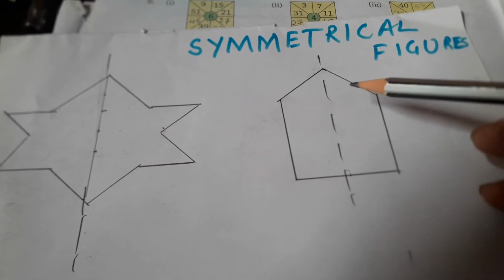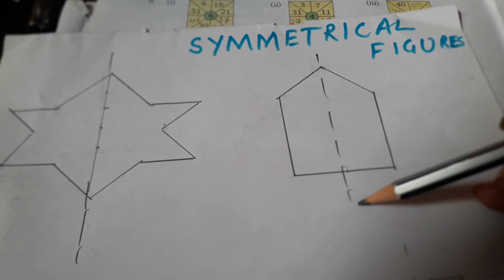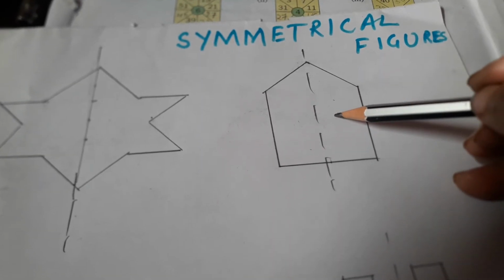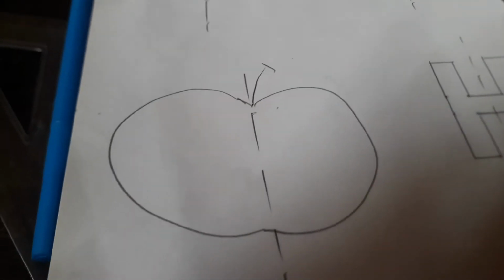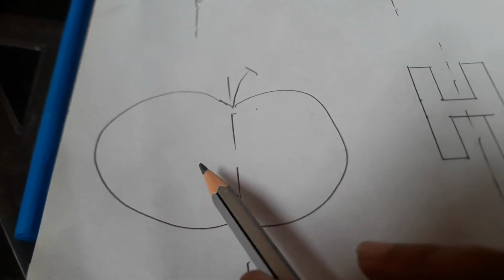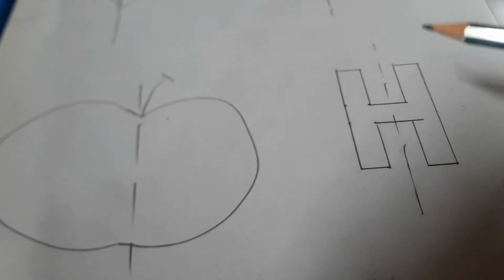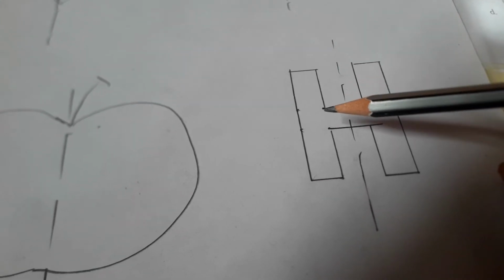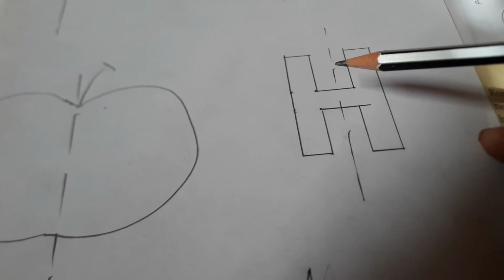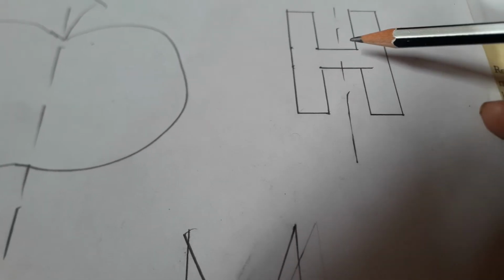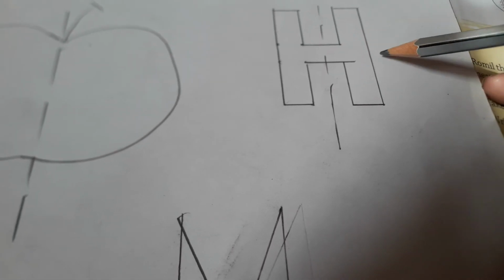Now see this figure, a pentagon. By drawing a line from here, this part and this part are exactly equal to one another. So this is also a symmetrical figure. Now see this apple. You can divide this apple into two parts exactly. So these are symmetrical figures. There are many alphabets in the English language which can be divided into two parts, like A, like H, like M. See this H, M. These can be divided into two equal parts. So these are all symmetrical figures.